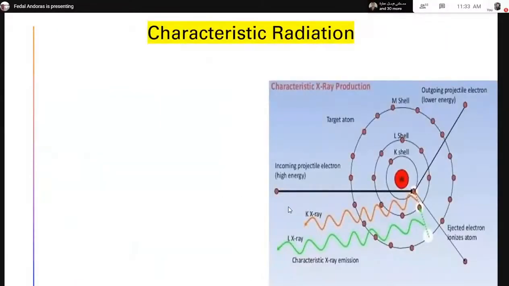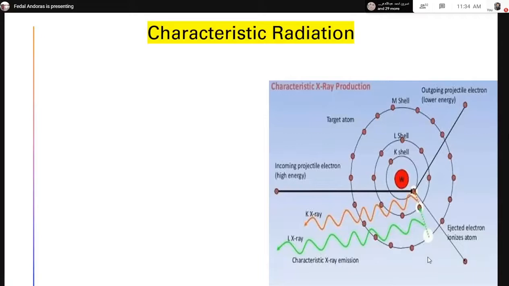The other one is characteristic radiation. So the first one was general breaking. The other one is characteristic radiation. Here, we don't have anything with the nucleus. The electron will hit the other electrons in the orbitals. So the electron will hit the electrons in the shells, which we talked about as K, L, M, and so on. From any orbital, a kind of X-ray will be produced depending on the binding force.